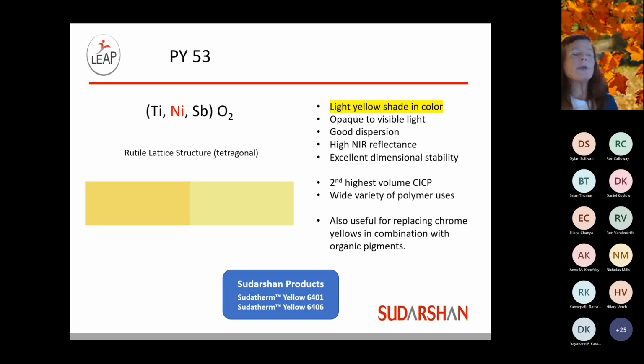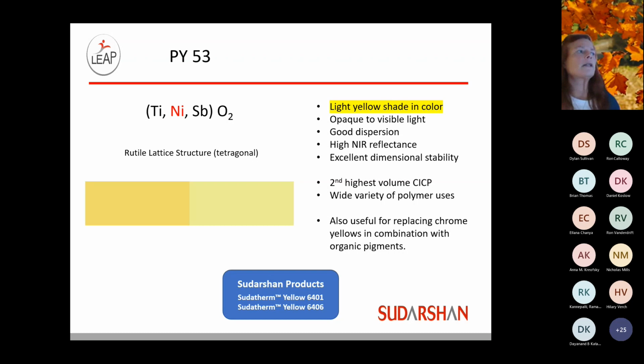So as we go through the individual color indexes, these CICPs tend to have very similar physical properties, as I mentioned. So I won't repeat myself so much, and I'll really just highlight some of the key unique aspects of each of the color indexes, so that you don't hear my repetition of the same information. So we'll start in the rutile category, and we'll start with pigment yellow 53.